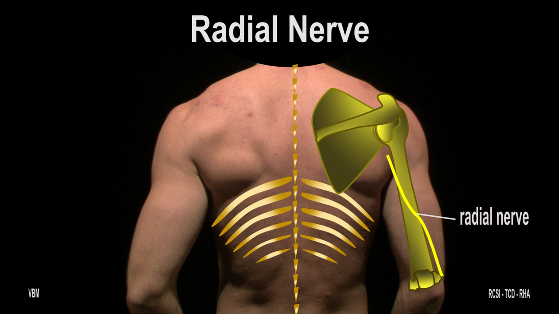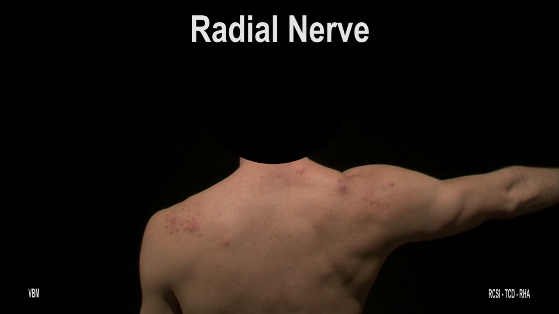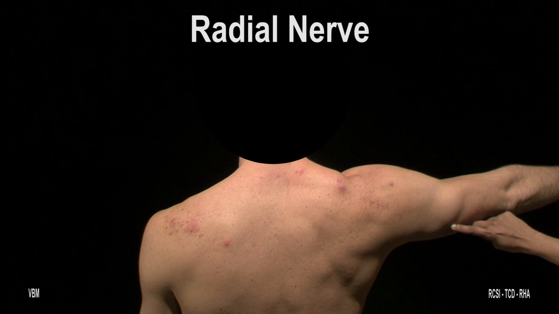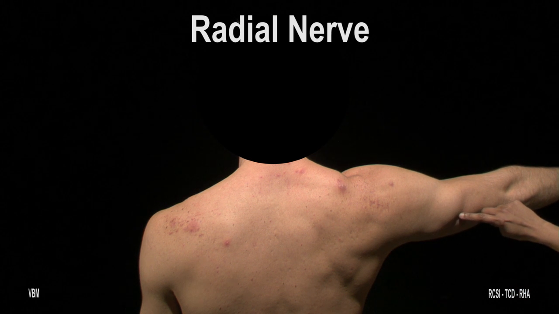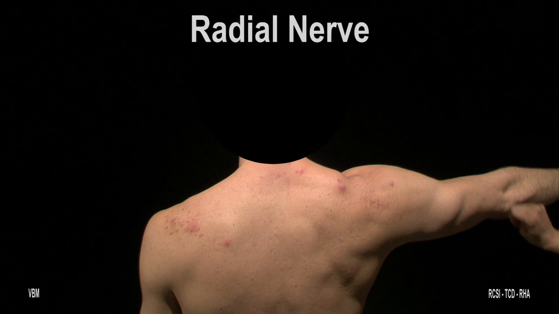The radial nerve is palpable as it runs over the spiral groove of the humerus between the medial and the lateral heads of the triceps muscle in the mid-third of the humerus. With your fingertips, try to roll the radial nerve where it runs vertically in its spiral groove on the back of the humerus and below the insertion of the deltoid muscle.